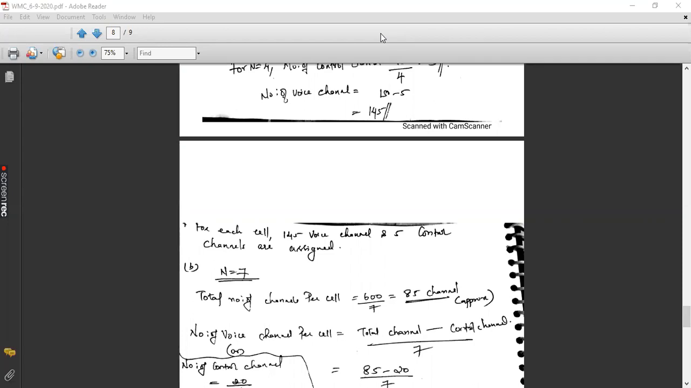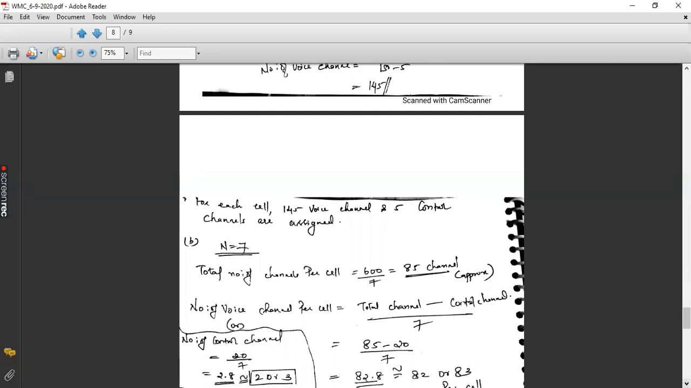Sir, it's the total number of cells in one cluster. Okay, total number of cells in one cluster, or it is otherwise known as cluster size. So for n equal to 7 also, we are going to find the channels allocated to each cell.